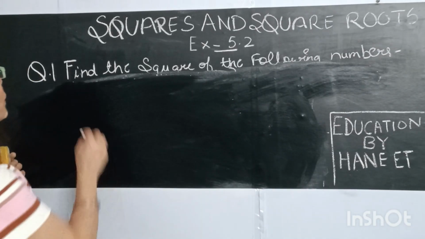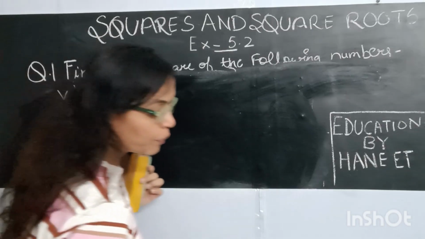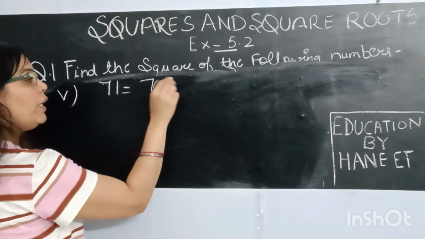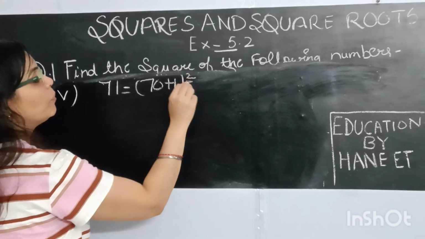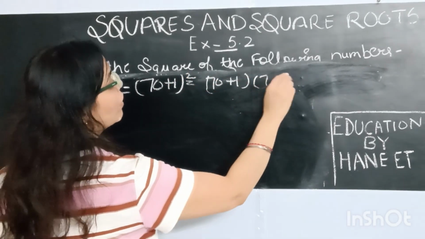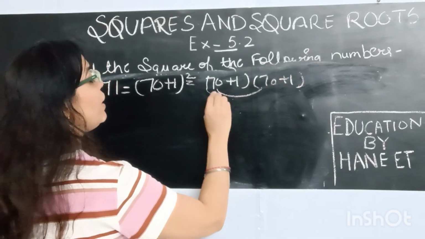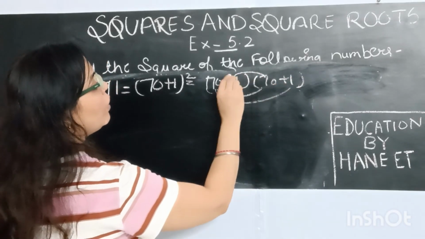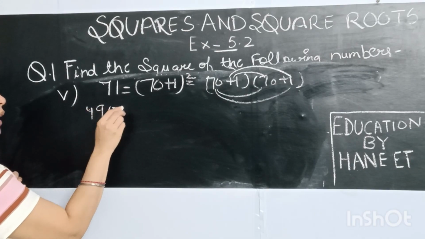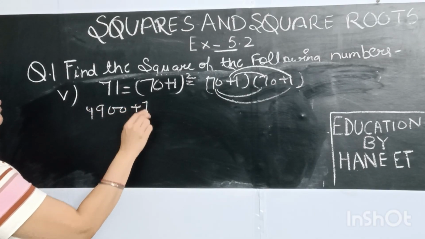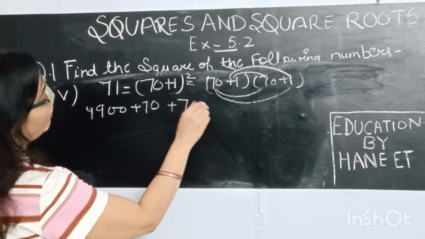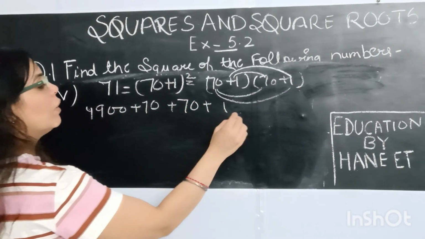Okay. Now the fifth part. 71. So 71 will be (70 plus 1) whole square. Let's write it 70 plus 1 and then 70 plus 1. 70 into 70, 70 into 1, 1 into 70 and 1 into 1. So 70 into 70 will be 4900. 1 into 70 will be 70. 70 into 1 will be 70. 1 into 1 will be 1.